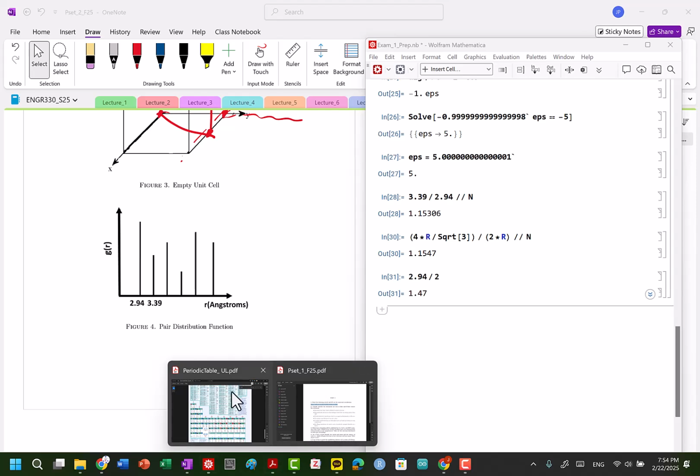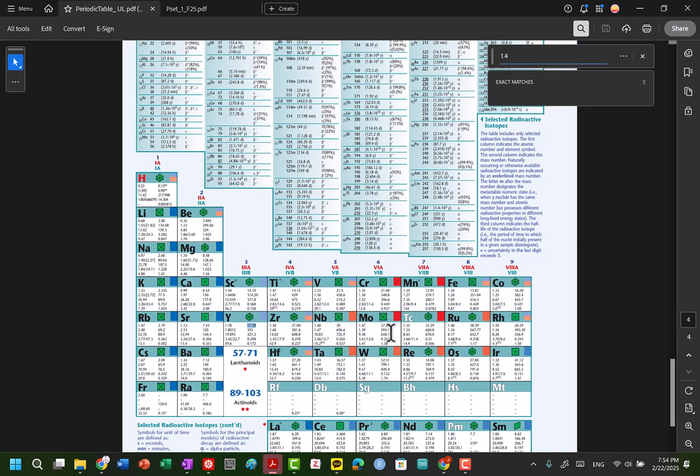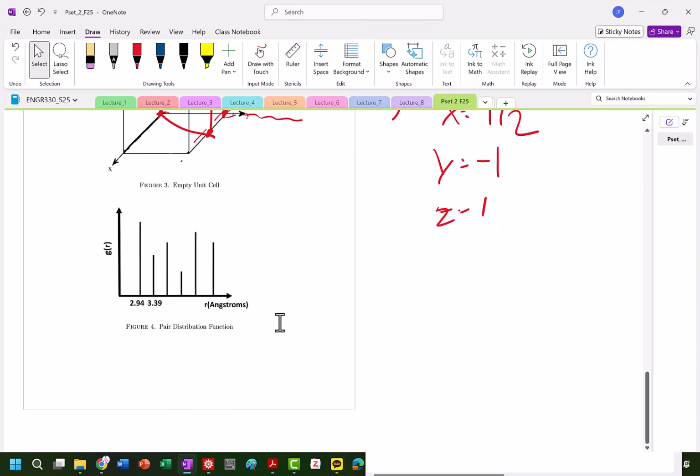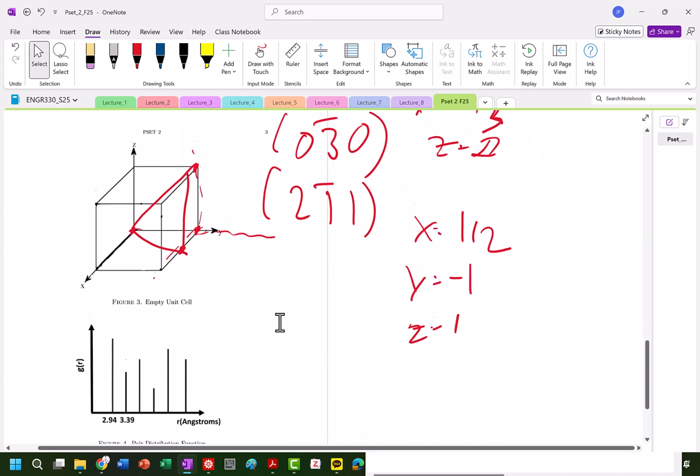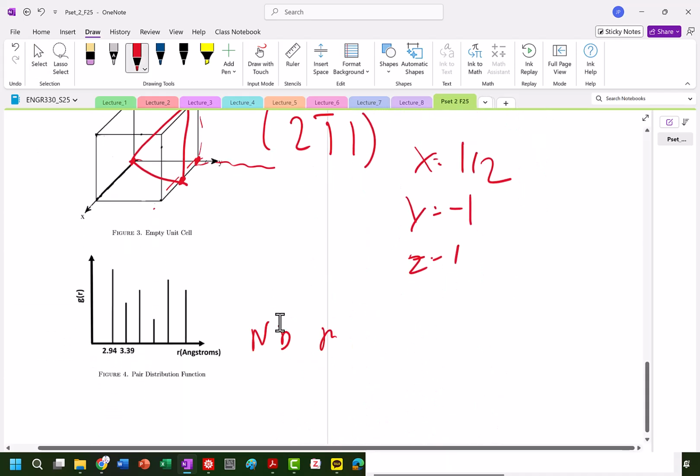Let's go into our periodic table. 1.47. So it needs to be BCC. So the integral of that first peak needs to be 8. 1.47, metallic radii, NB. That's our answer. And that is the rest of this problem set. Let me just make sure. Yep, that's what we got. NB, BCC, this integral is 8, and we're done.